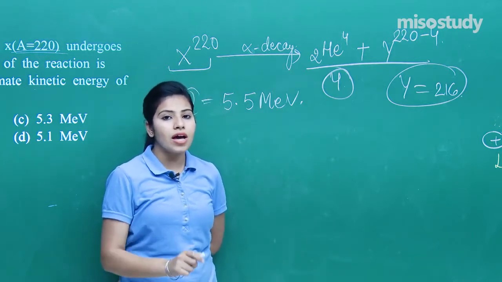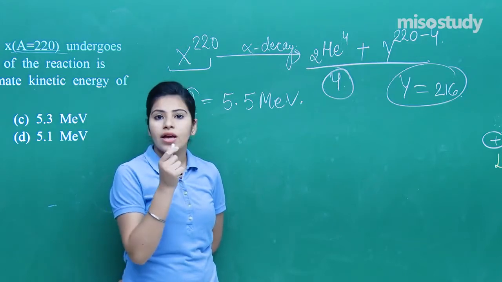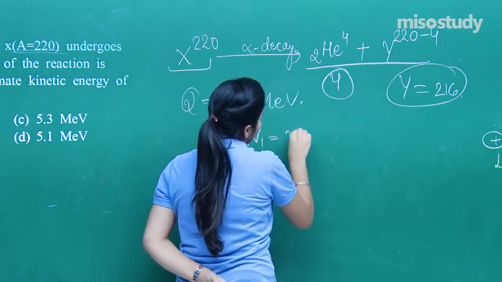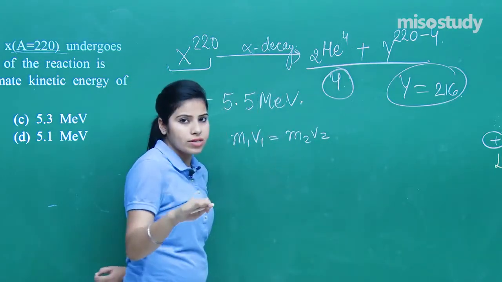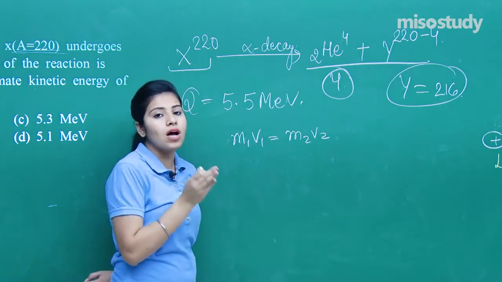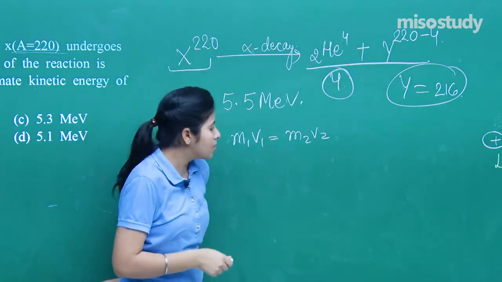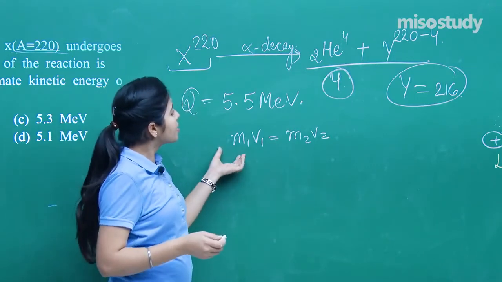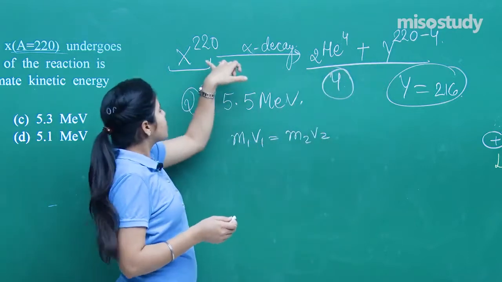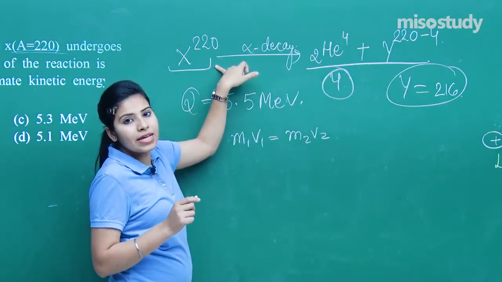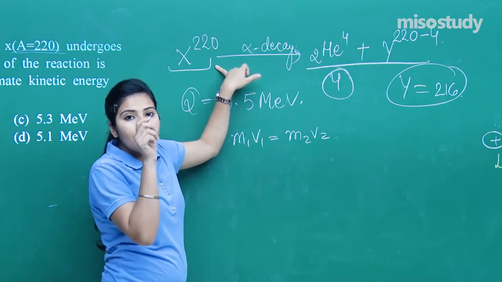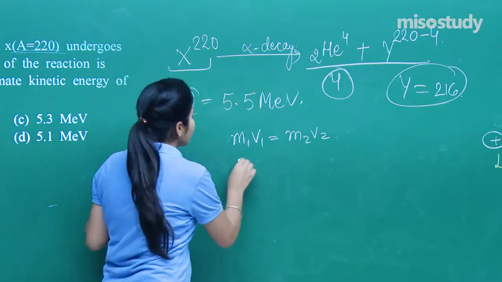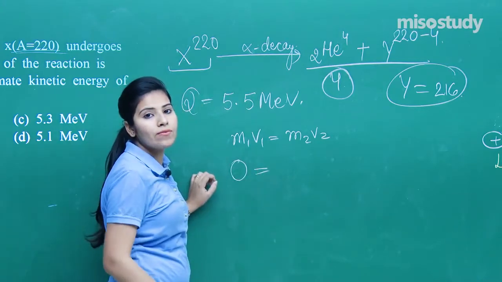We know that if we use the conservation of momentum, that will be m1v1 equals m2v2. Just forget all other things. We are going to use the alternate method because this is the easier method. Now, because this product is disintegrating, it must be at a particular position, that means its initial velocity will be 0. So we write 0 equals m1 into v1.